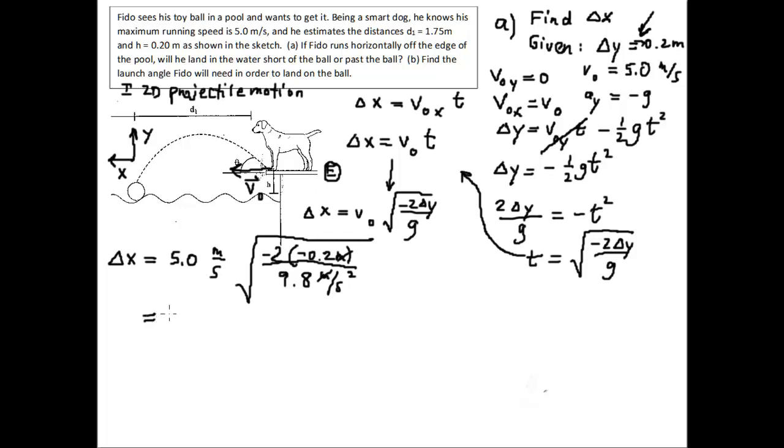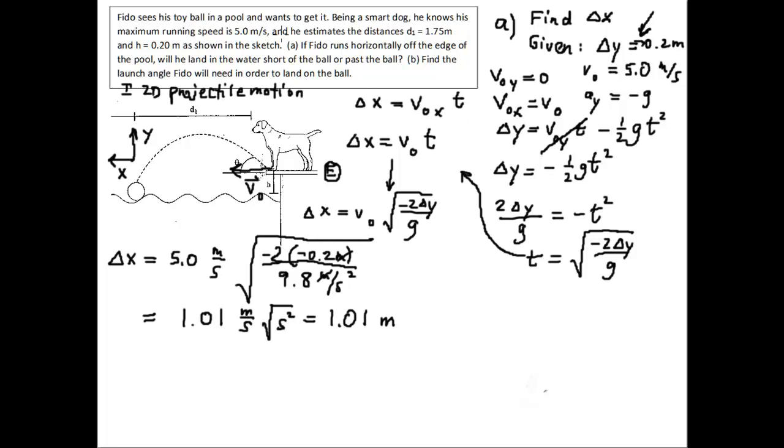Equals, if we plug all these numbers into the calculator, we find that delta x is 1.01, and again, it's meters per second out here times the square root of seconds squared, right? And so we end up with 1.01 meters. So what does that mean? That's our numerical answer. It means that by the time Fido lands in the water, he's only traveled 1.01 meters. And so he lands in the water.